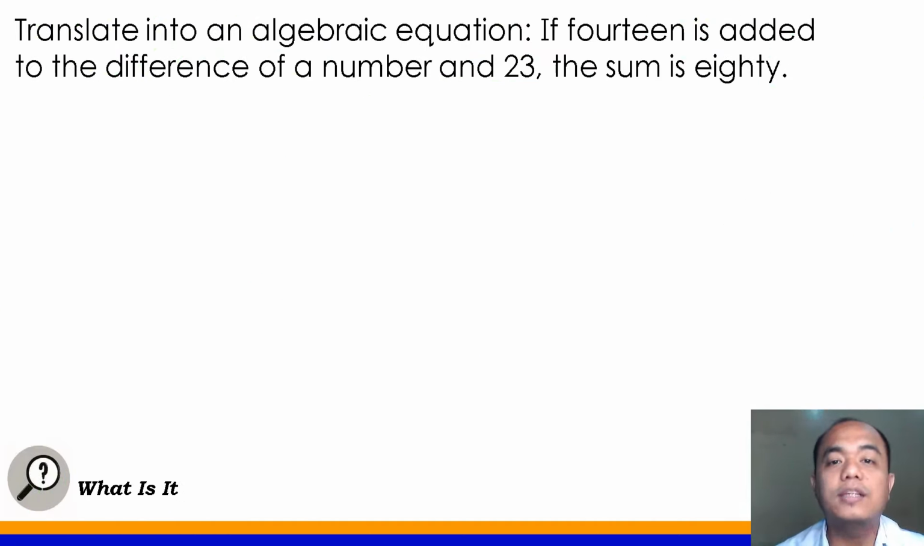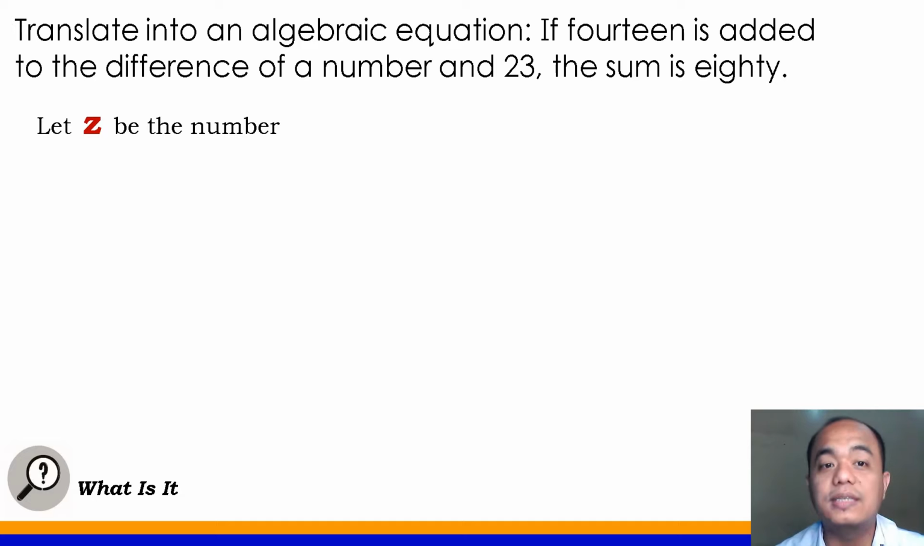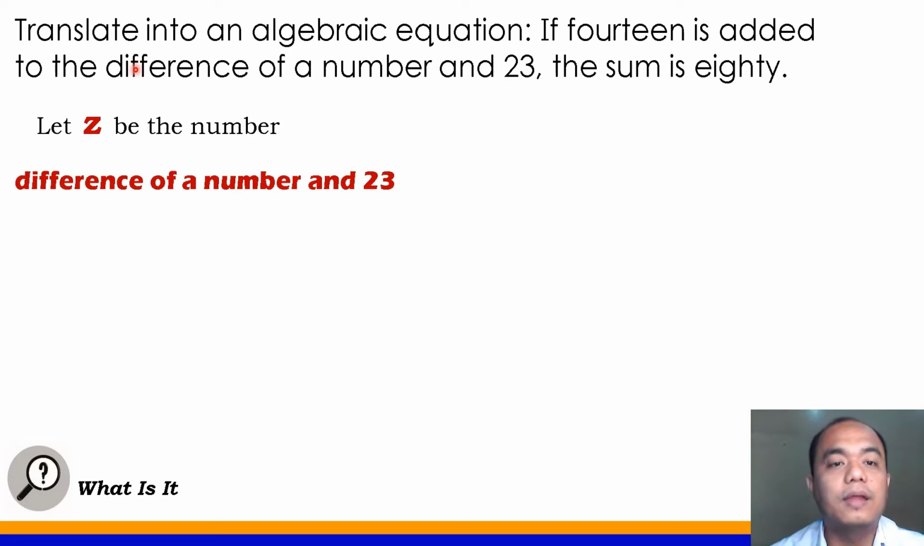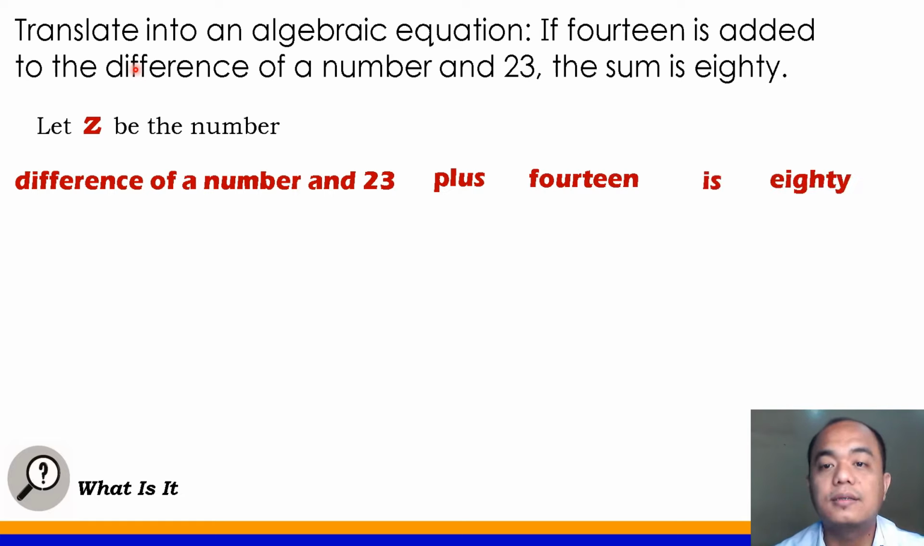Now, let's translate into algebraic equation. If 14 is added to the difference of a number and 23, the sum is 80. Again, this time, let us use Z to be the number. Okay, itong number na to, papalitan natin ng Z. So again, pwedeng gamitin ang ibang letter aside sa Z, kung anong gusto mo na letter, pwedeng gamitin kahit ano. Now, let's copy the difference of a number and 23 plus 14 is 80.